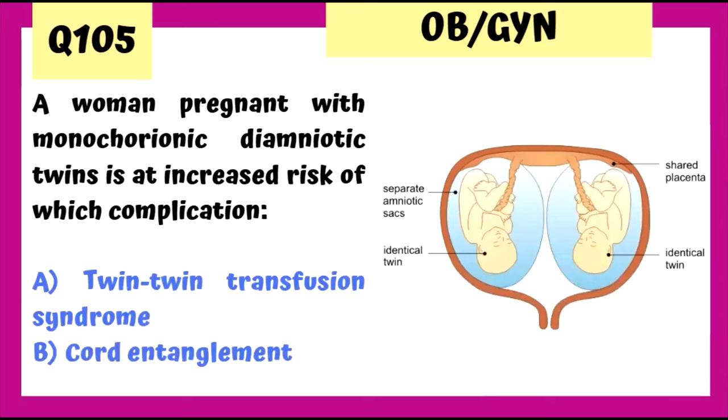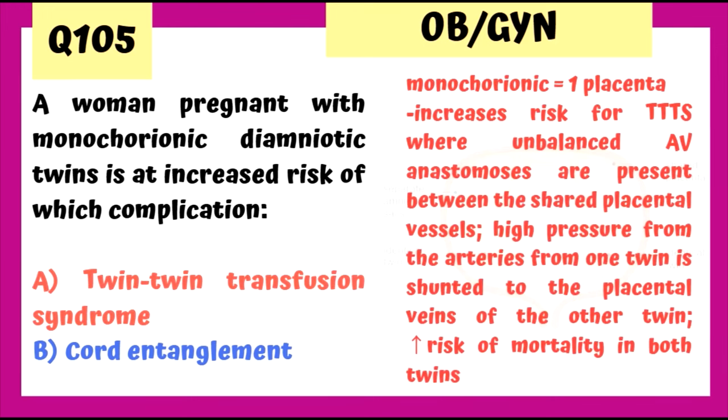Question 105. A woman pregnant with monochorionic diamniotic twins is at increased risk of which complication? The answer is twin-twin transfusion syndrome. Monochorionic, by the way, means one placenta. And this increases the risk for twin-twin transfusion syndrome, where unbalanced AV anastomoses are present between the shared placental vessels. High pressure from the arteries from one twin is sent to the placental veins of the other twin, and this increases the risk of mortality in both twins.